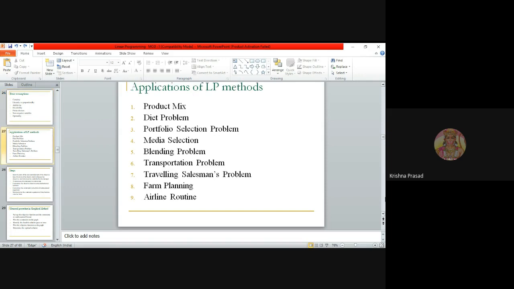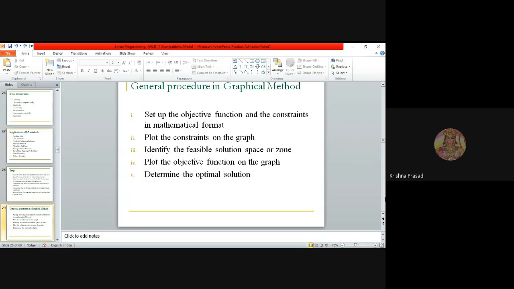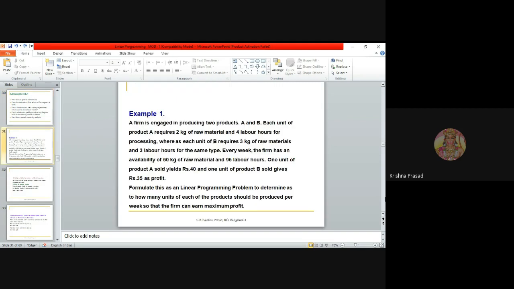Applications of linear programming methods. The first one is product mix. The second is the diet problem, portfolio selection problems, media selection problems, blending problems, transportation problems, traveling salesman problem, farm planning problem, airline routing. Please make a note of this.